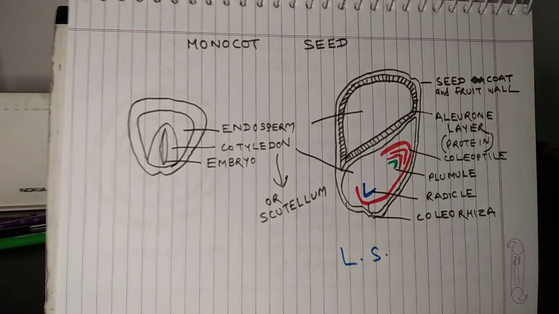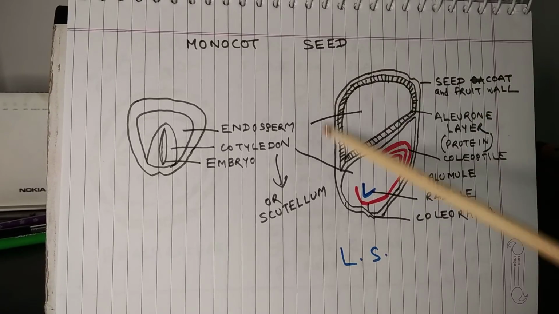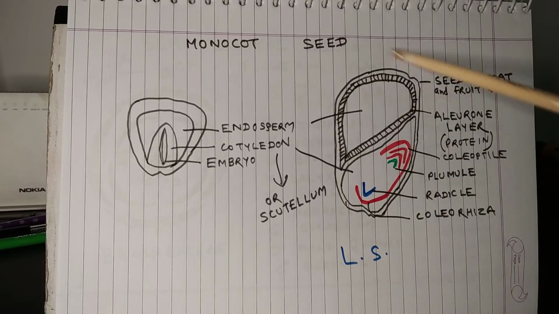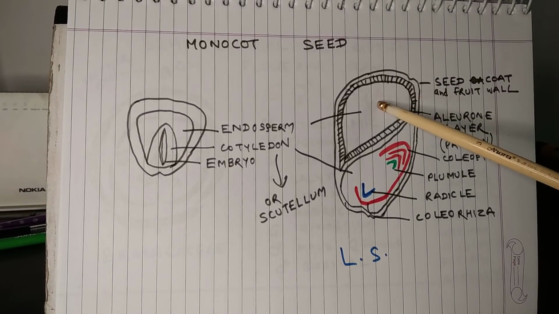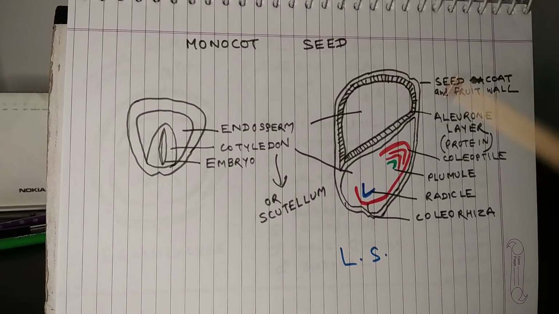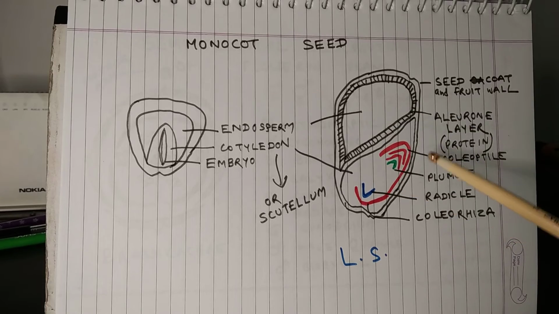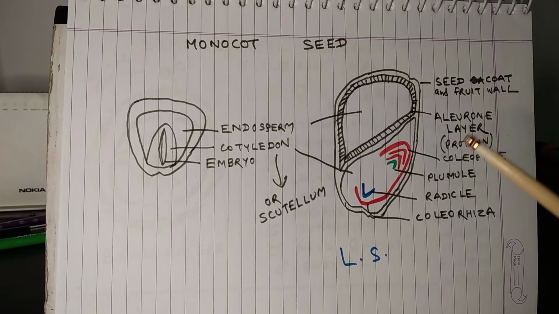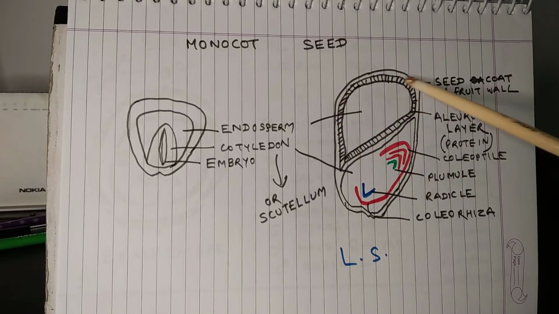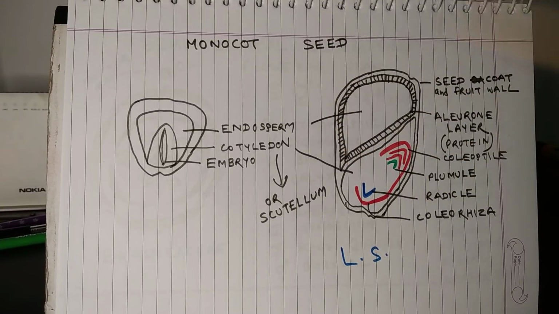This is the transverse section. Now the outermost layer is the seed coat and fruit wall. This is endosperm, and endosperm and scutellum or cotyledon are separated by a layer which is made of protein, and this is called the aleurone layer. This is the aleurone layer.